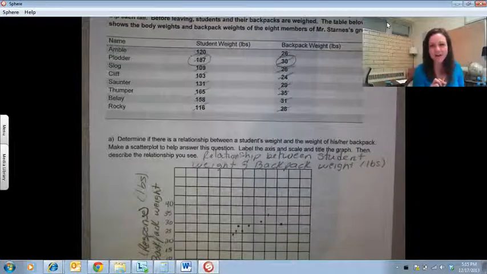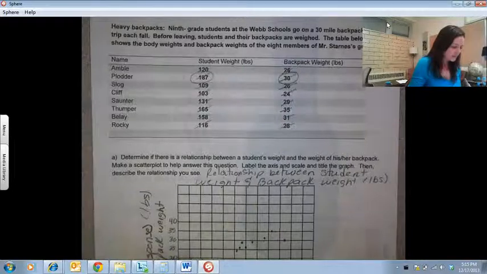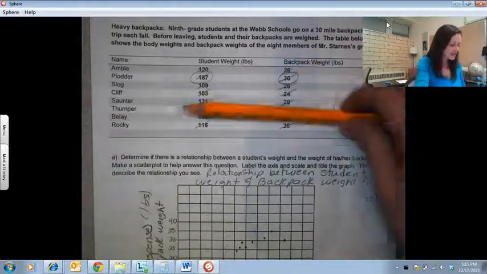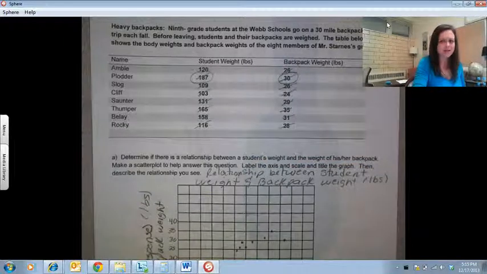We have a voyeur here in the room. But here we have 9th grade students. This constructed response question wants you to make a scatter plot based on this data of students, their weight and their backpack weight. I guess the school weighed them, which seems stupid. I wouldn't let anybody weigh me.